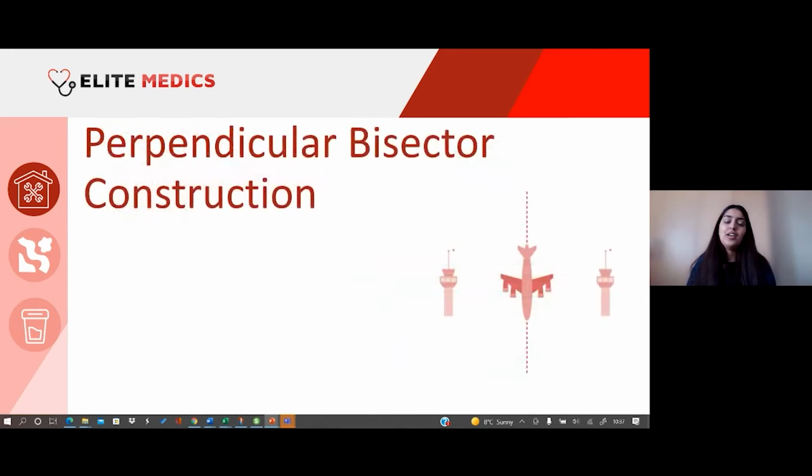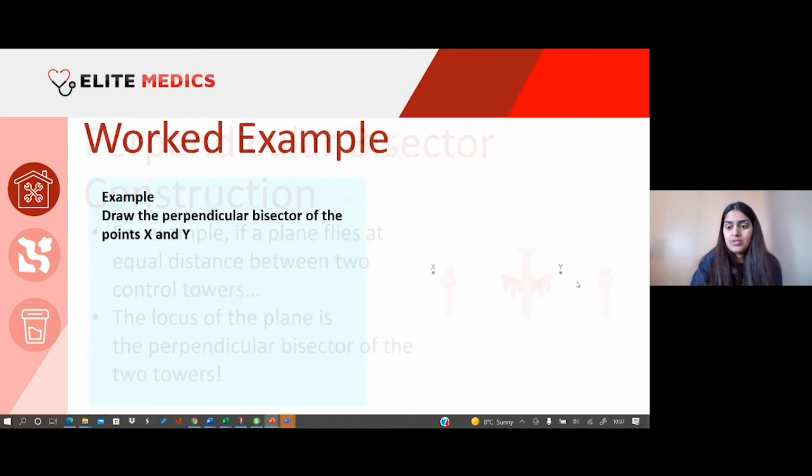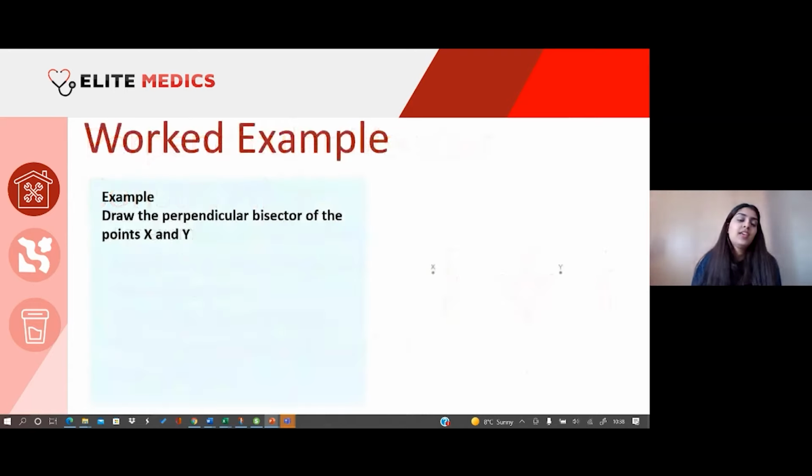Okay, so how do we actually construct a perpendicular bisector? You can think of this perpendicular bisector as an example. If you take a plane and it flies an equal distance between two control towers, as you can see on the screen, the locus of the plane is actually the perpendicular bisector of the two towers. So if I were to connect these two towers with an imaginary line, this plane's locus would actually be the perpendicular bisector. It would not only split this line into half, but it would also be perpendicular. Okay, so how do we actually construct this?